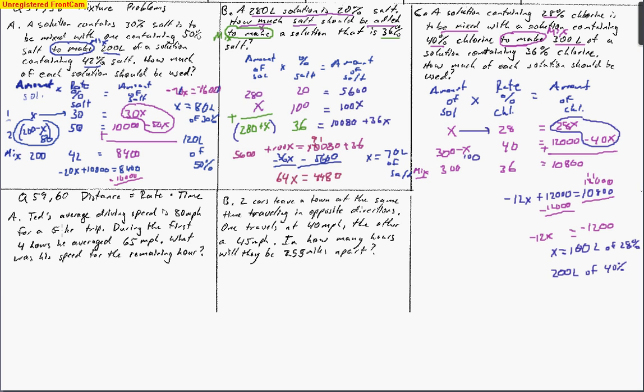So we've got a distance, rate, and time problem that we have to deal with next here. It talks about Ted's average driving speed is 80 miles an hour. All right, distance equals rate times time. So that's our little formula we're going to use. It even says it right up here. His average driving speed was 80 miles an hour for a 5-hour trip.